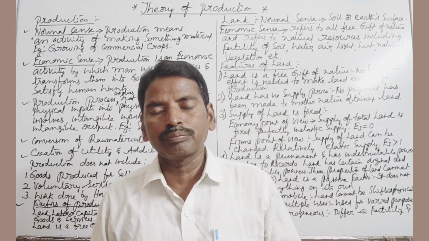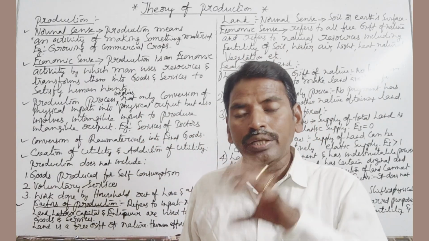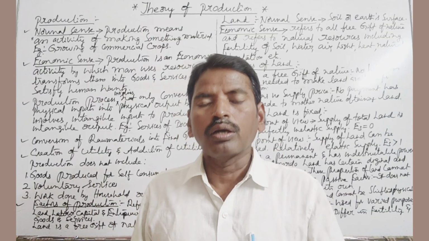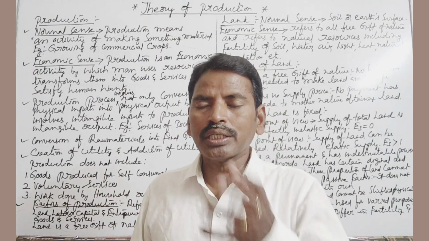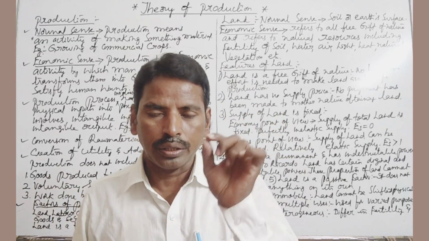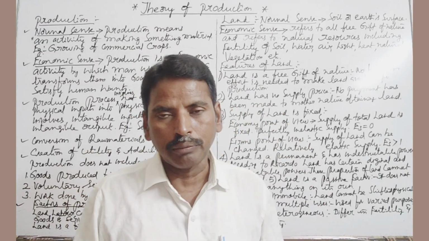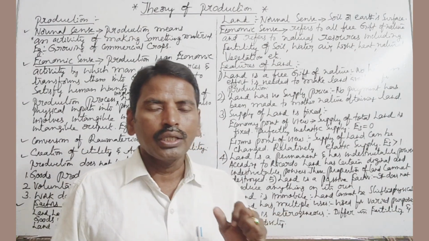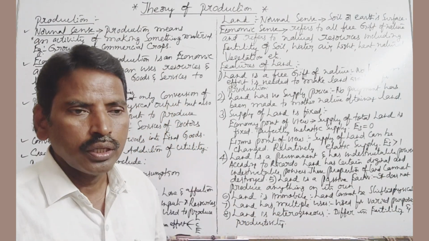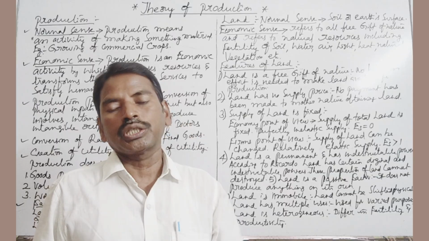Cost of production. Expenses incurred in the production process are called cost of production. This is the basic introduction to production.